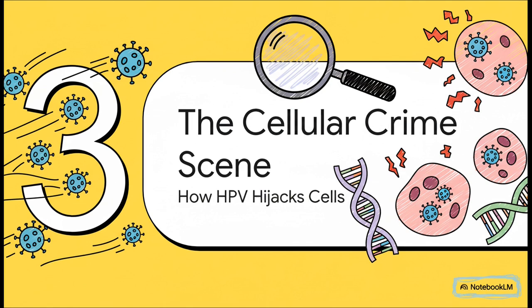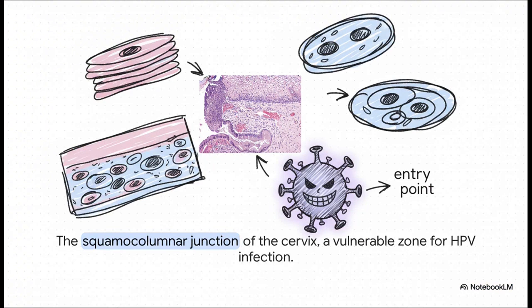So how does this persistent infection actually cause cancer? To find out, we need to zoom in. Let's get our microscopes out and investigate the cellular crime scene to see exactly how this virus hijacks our own cells. This is the location. It's called the squamocolumnar junction of the cervix. I know, it's a technical name, but just think of it as a transition zone where two different types of cells meet. The young, immature cells in this exact spot are especially vulnerable to HPV. This is the virus's front door.